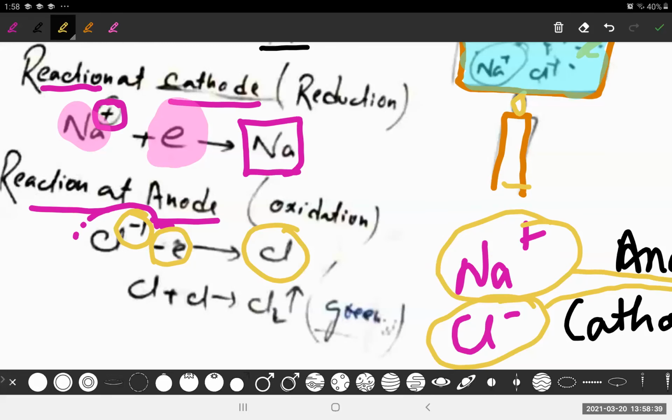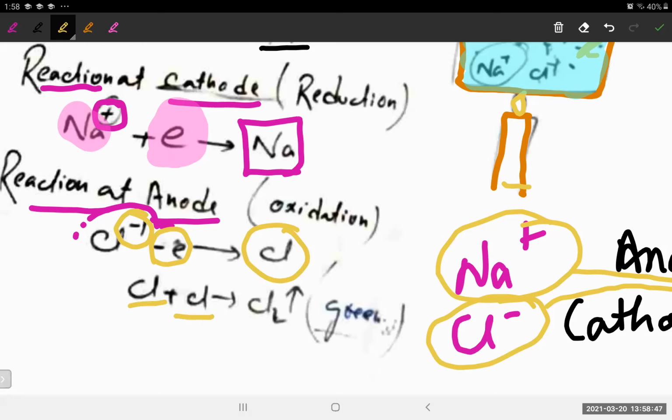It is not found. Okay, so what will it quickly do? It will find its neighbors, it will find its twins. It will just bond with its twins. Okay, and it will become what? Cl2, that is a gas, and that is green in color.